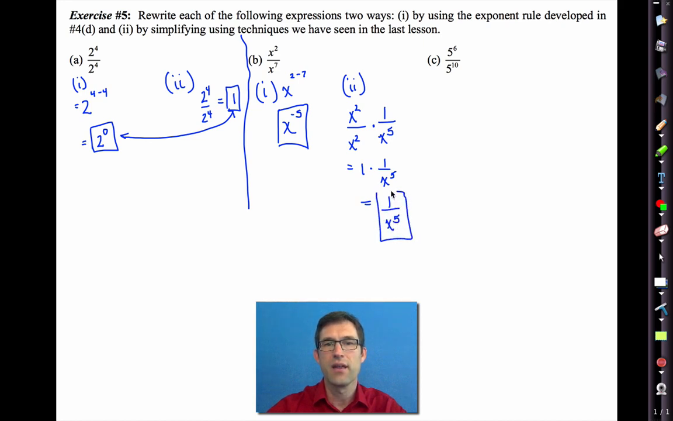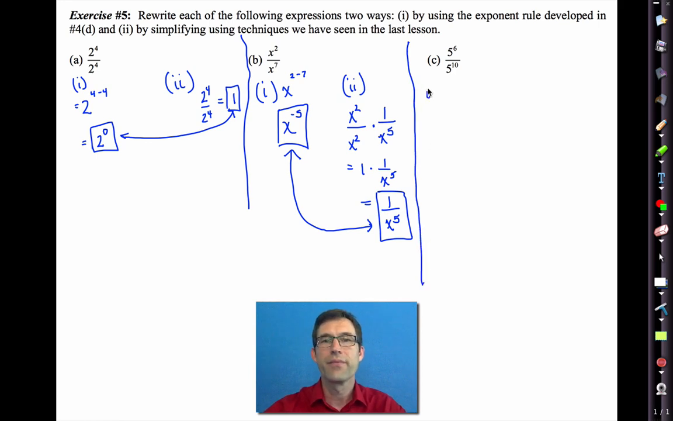And look at that. The exponent law tells us that it's x to the minus 5. The simplifying tells us it's 1 over x to the 5th, and that completely reinforces what we just learned about negative exponents. Let's do one more.